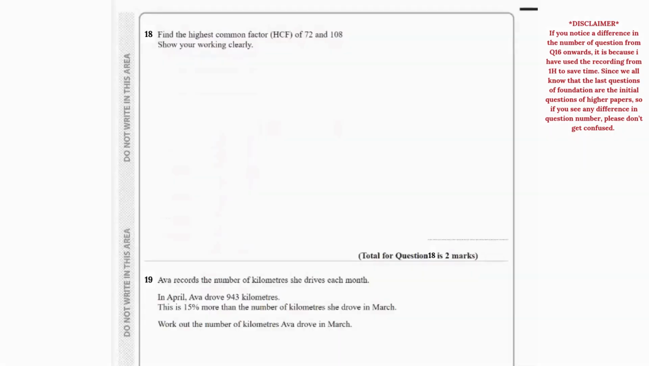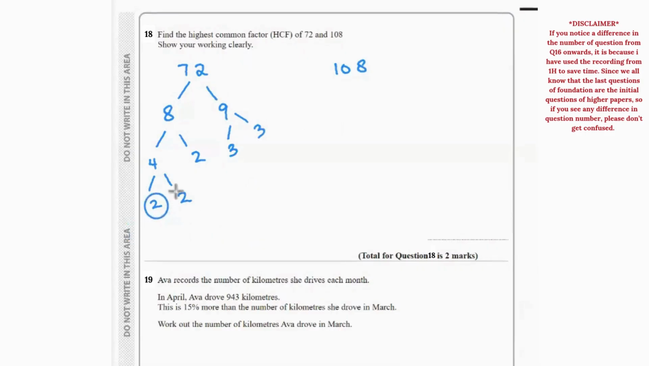The highest common factor of 72 and 108. So let's prime factorize 72 and 108. 72 is 8 times 9. 8 is 4 times 2, and 4 is 2 times 2. 9 is 3 times 3. So if you notice, these are our prime factors. We can't further break these down.